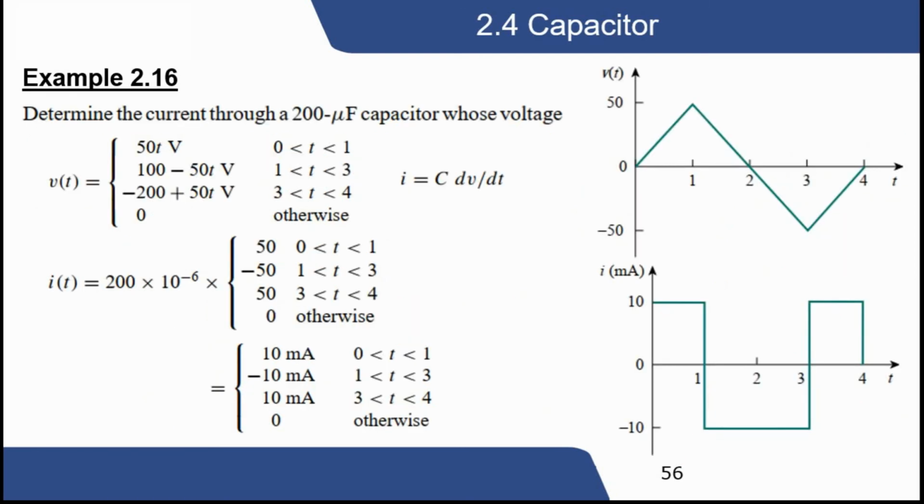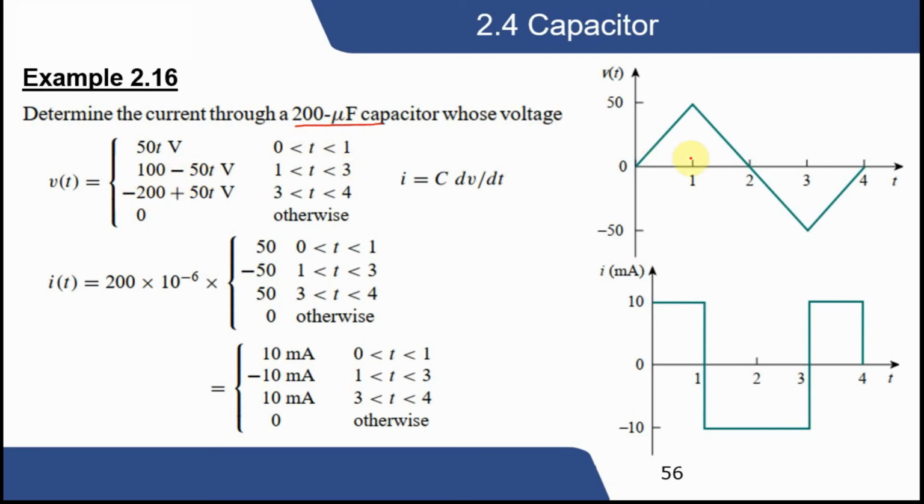Next we have another example: determine the current through the 200 microfarad capacitor. We have the capacitor whose voltage is given, and the voltage is different at different time intervals. From 0 to 1 second, the voltage is a function of time from 0, and when the time is 1, it becomes 50. Then from 1 to 3 seconds, this is the equation, this is the graph. When we put 1, it becomes 50, and when we put 3, it becomes minus 50.